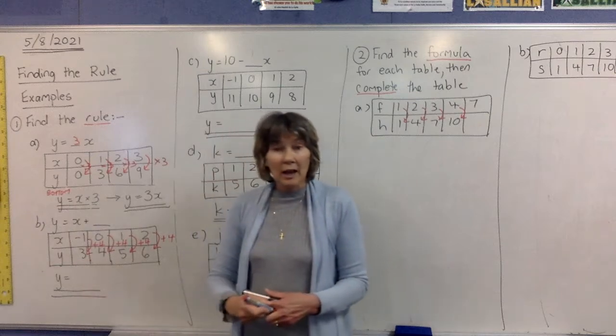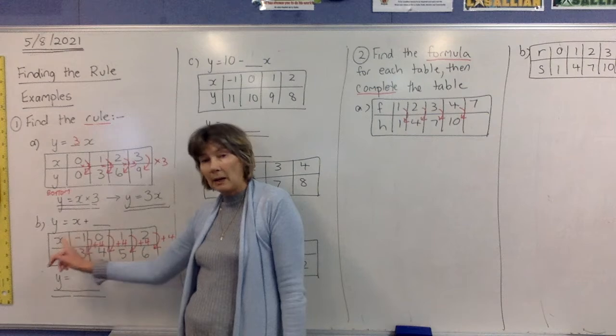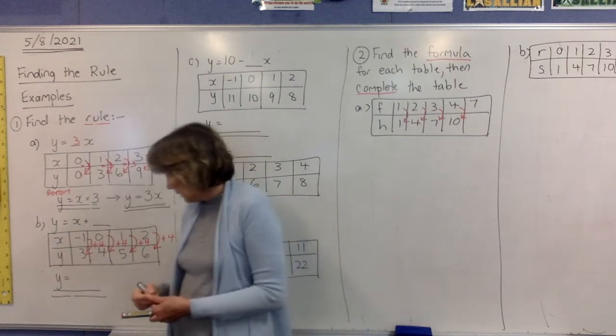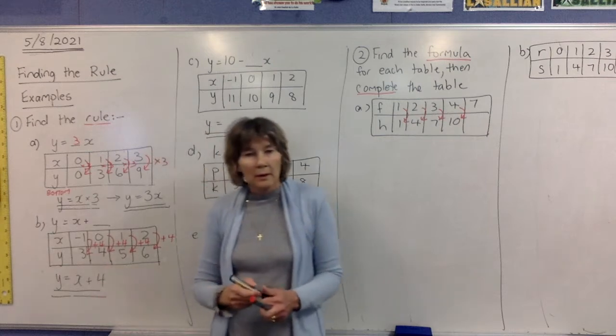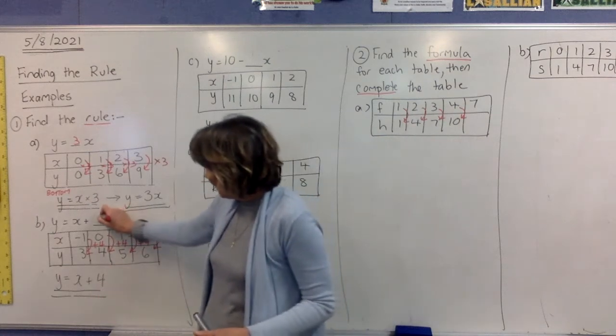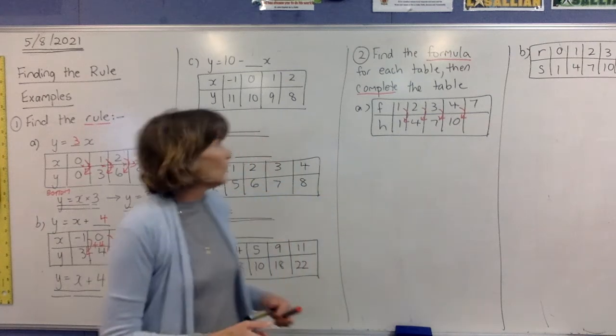So to get our letter on the bottom, our y, we are going to take our x number and plus 4. So that is our answer, x plus 4. They gave you that hint up here. We'll just fill in the 4 that should be there. All right, so let's look at a few more.